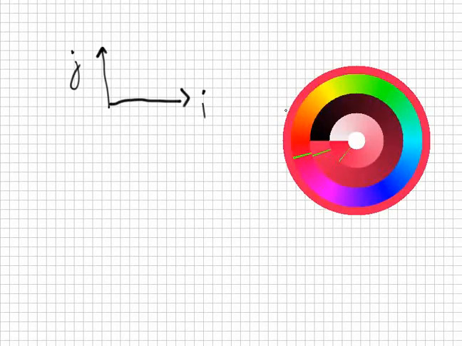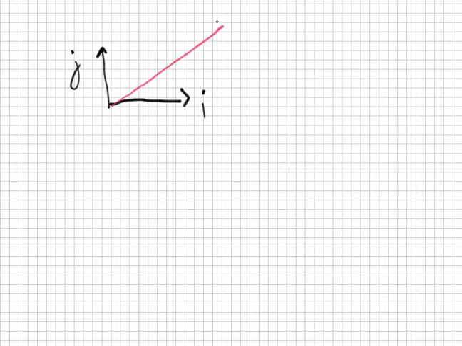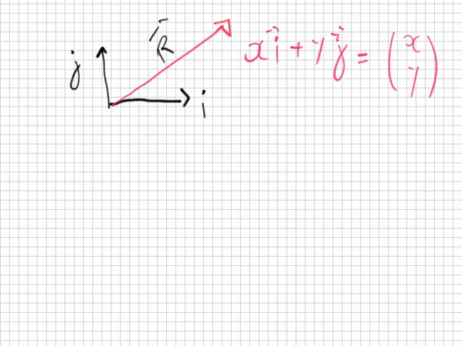All right. So if you think about in 2 dimensions, so there's the I and there's the J, and here's our vector, let's say like this. So this is xi plus yj, or another more convenient way to write it would be like this. xy, like that. So let me call this vector R as an example.